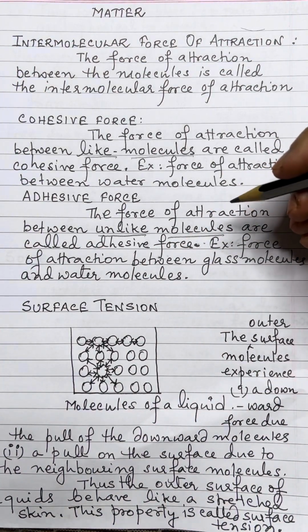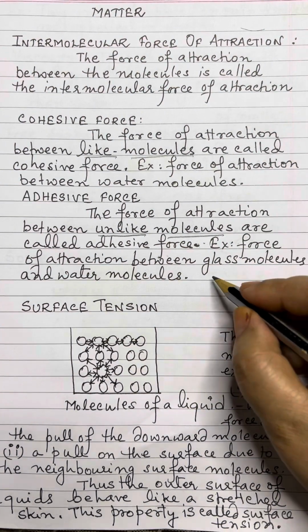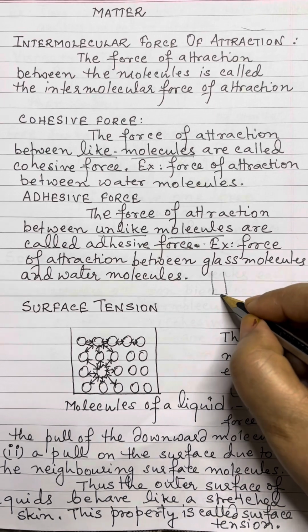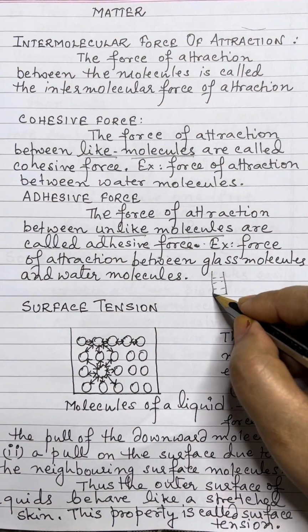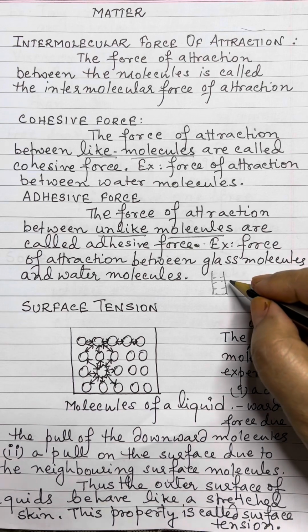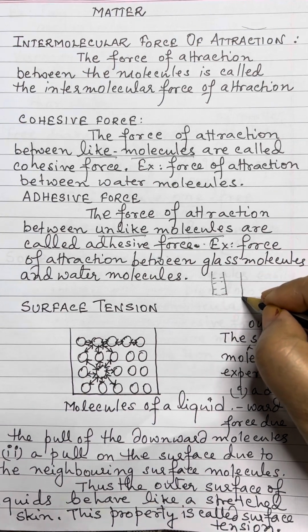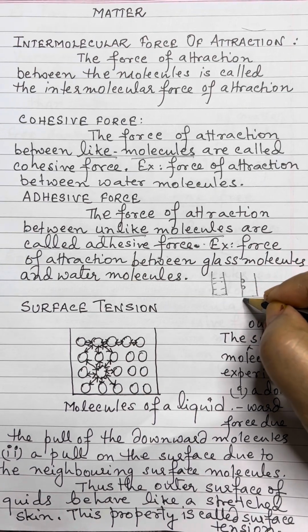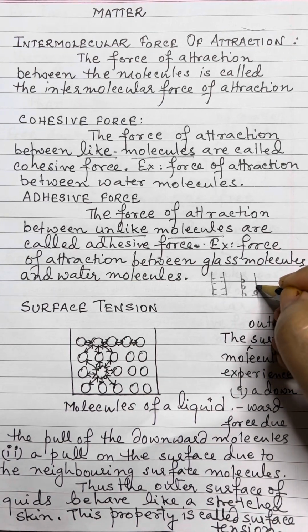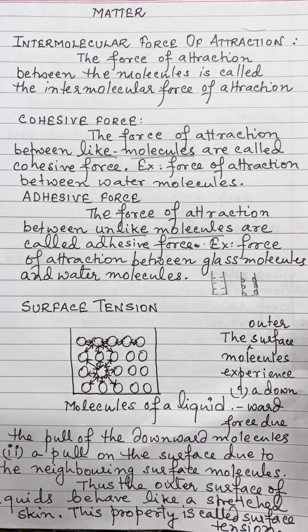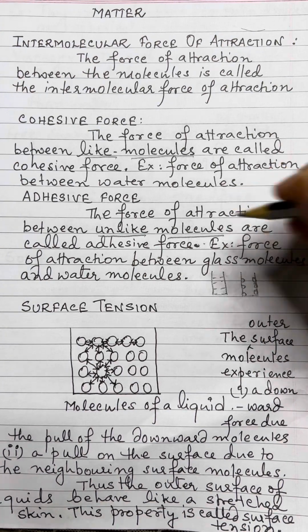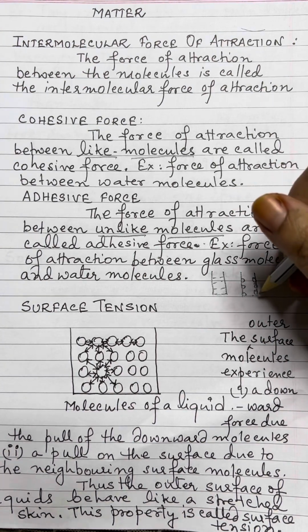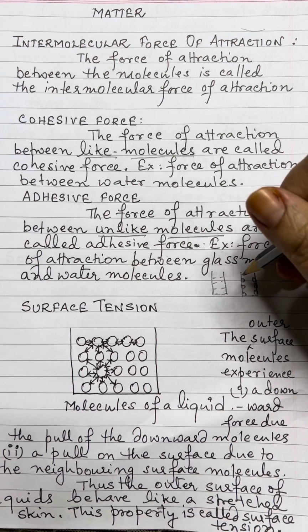You must have noted, dear students, that if you take a glass of water and drink it, after you have finished drinking, you will see that there are some droplets of water sticking to the glass tumbler. Why is this so? This is because of the adhesive force between the water molecules as well as the glass molecules.